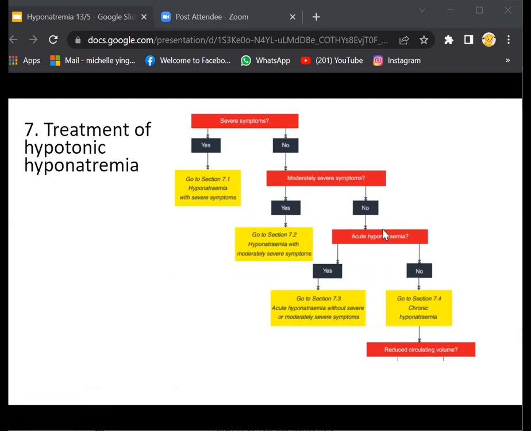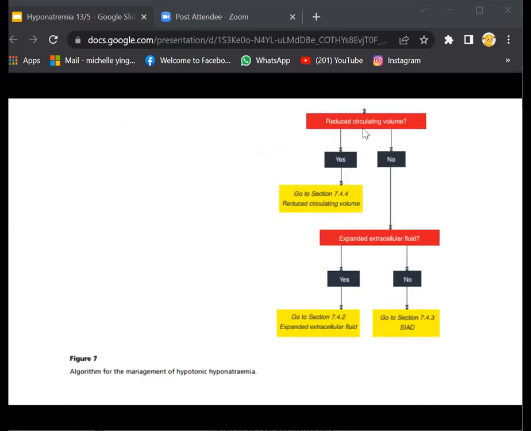Next will be the treatments for hypotonic hyponatremia. These are a few questions you need to ask in this algorithm. Firstly, is the symptom severe? Or is the symptom moderately severe? Is it an episode of acute hyponatremia? Next, is it reduced circulating volume? Or is it an expanded extracellular fluid volume?